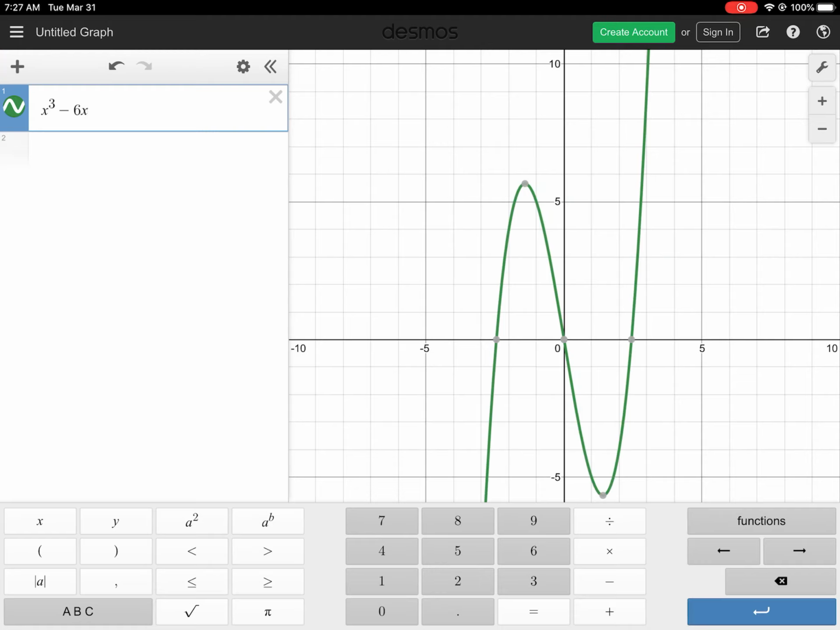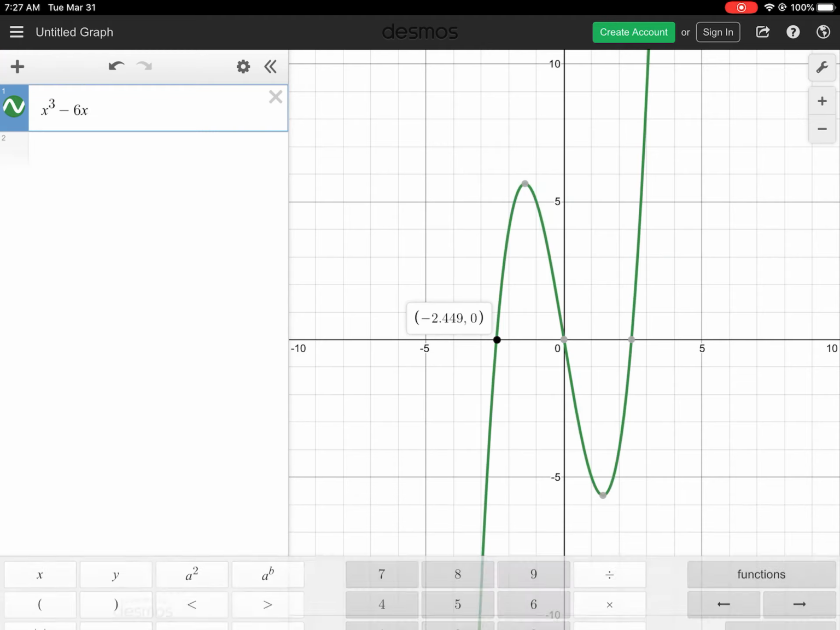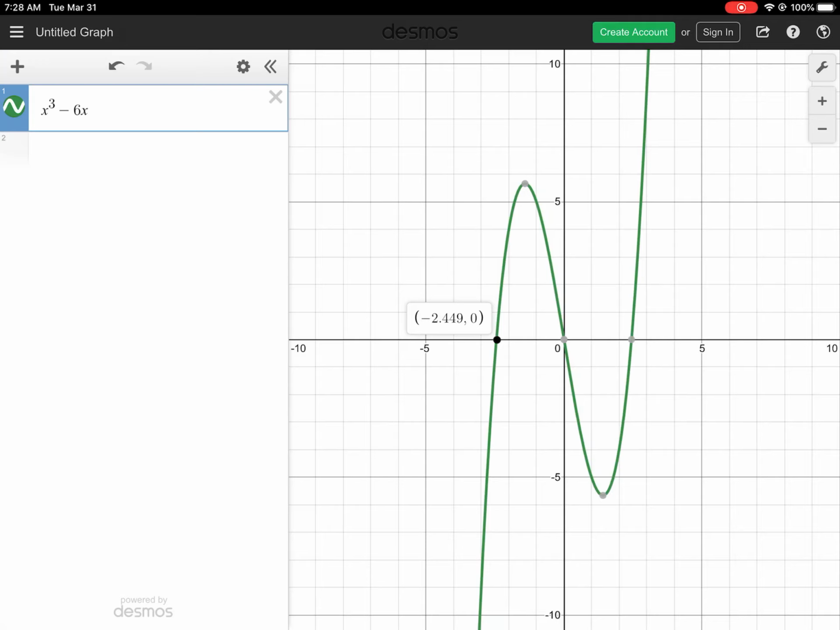So we want to know, where is it positive? Okay, so that kind of gives us an idea. There's one, it sort of looks like part of a parabola between -2.449 and 0. That is positive. It's above the x-axis. And then we're above the x-axis again on the right side, or above 2.449.